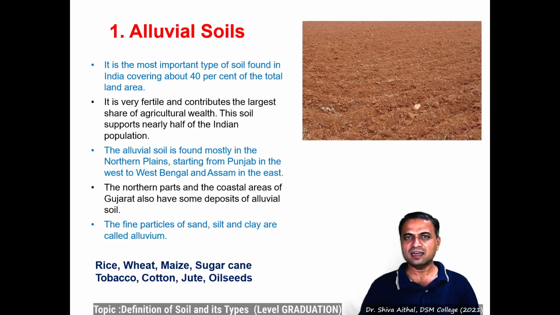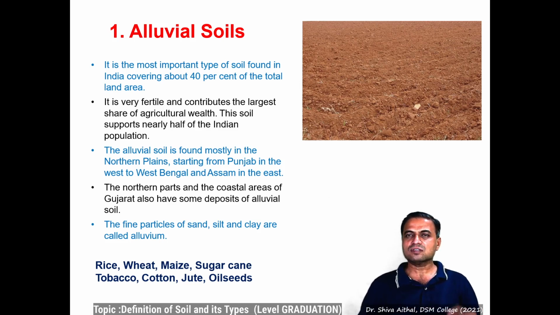It is very fertile. It contributes the largest agricultural wealth, meaning most of our agriculture comes from alluvial soil. This soil supports nearly half of the Indian population. Whatever we are eating, the food today comes from these alluvial soils. The alluvial soil is found, as I said, in the northern plains and coastal areas of Gujarat. They also have some deposits of alluvial soil.